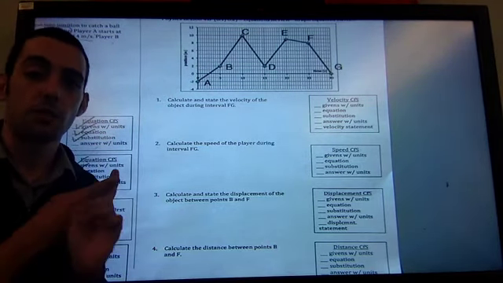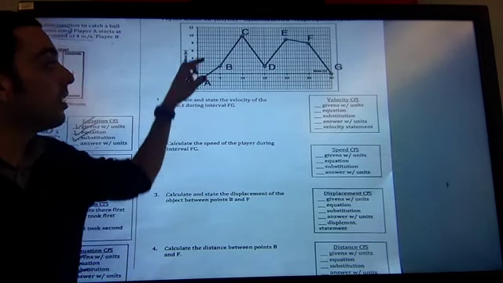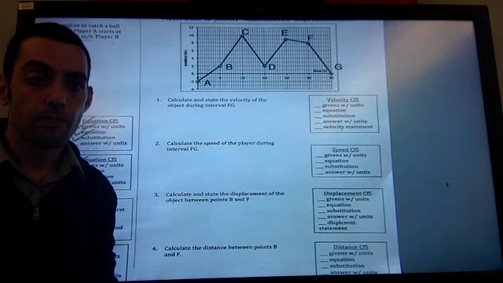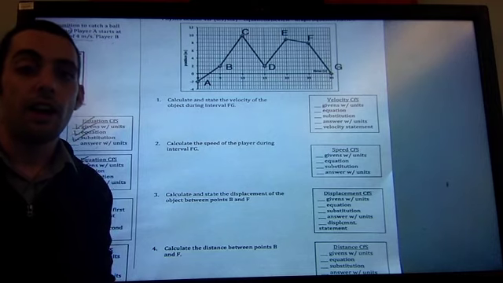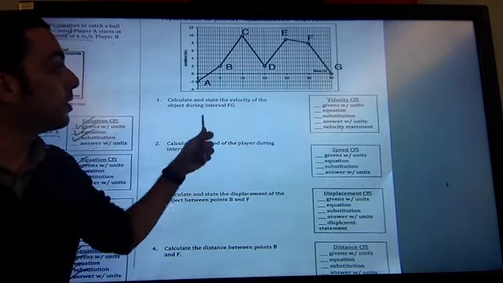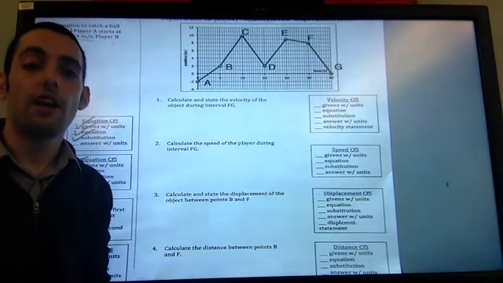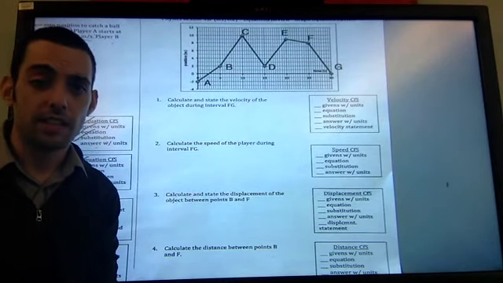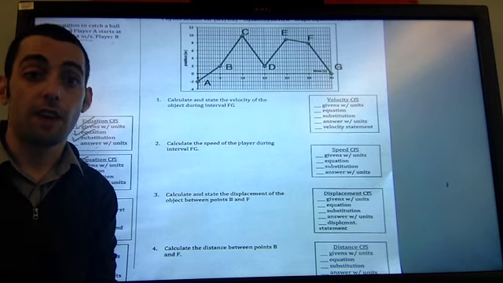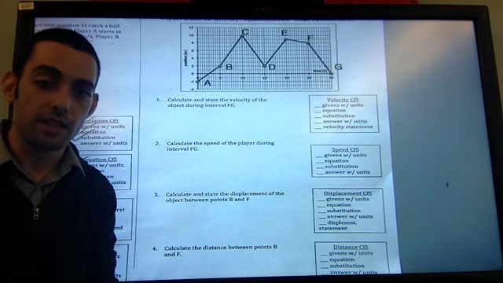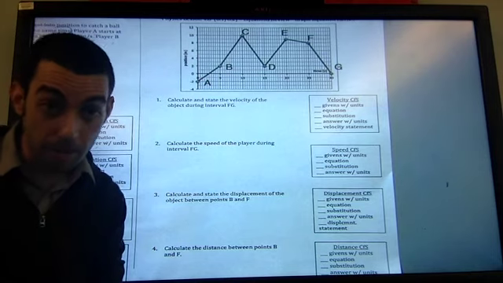There's several important things that we want to be able to find from this graph. How fast and which way was the object going in any one of these line segments? And how far did it travel between any two points? The how fast and which way part is the velocity. The how far and which way is the displacement. We're also going to find speed and distance from those. Make your paper like my board.